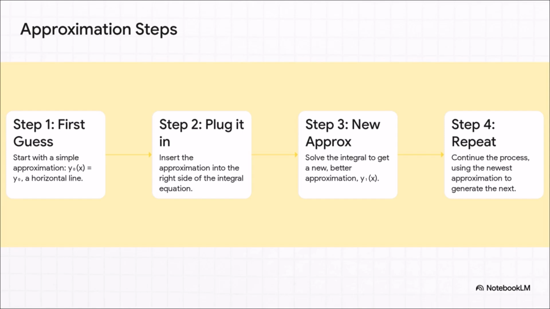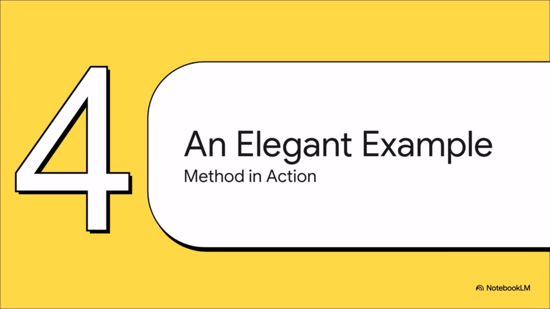I love the analogy of a sculptor. You start with just a big, rough block of stone. That's our first super simple guess, maybe just a flat line. Then you run it through this process, this mathematical machine, and it chips away a little piece, giving you a slightly better shape. You take that new shape, run it through again, and it gets even more refined. You just keep repeating, and with every pass you're getting closer and closer to the masterpiece hidden inside. Okay, enough talk. Let's see this thing in action. We're going to use an example and literally watch this method build a super famous function right in front of us. This is where it gets really cool.